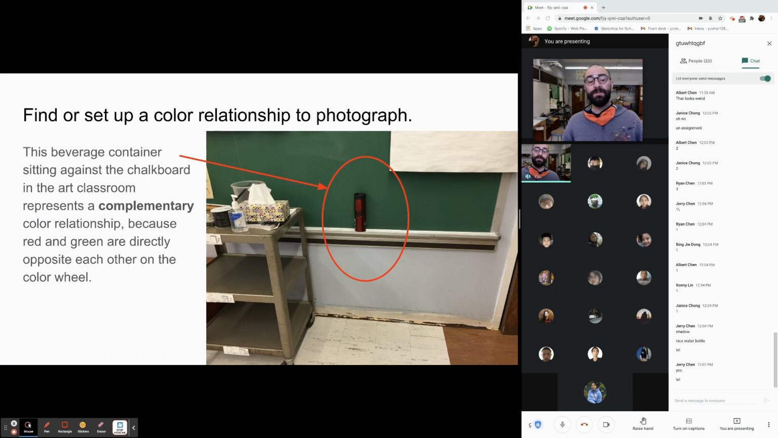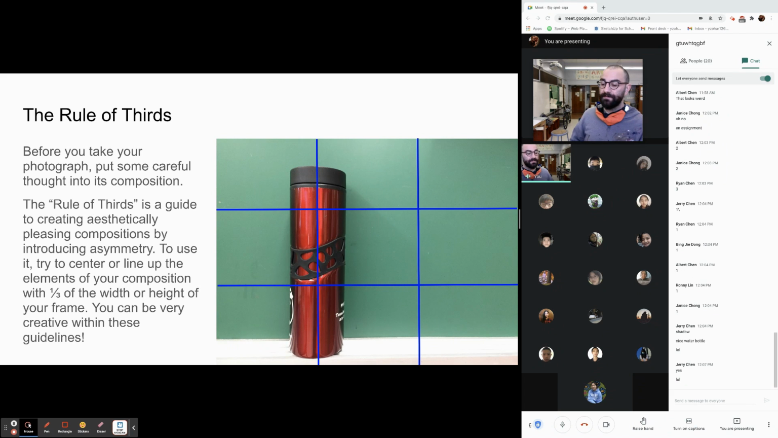So what I want you to do is to find or set up a color relationship to photograph. This beverage container over on my chalkboard over there was a complementary color relationship because red and the green of the chalkboard are directly opposite each other on the color wheel. So I took a photo of it and I used the rule of thirds.